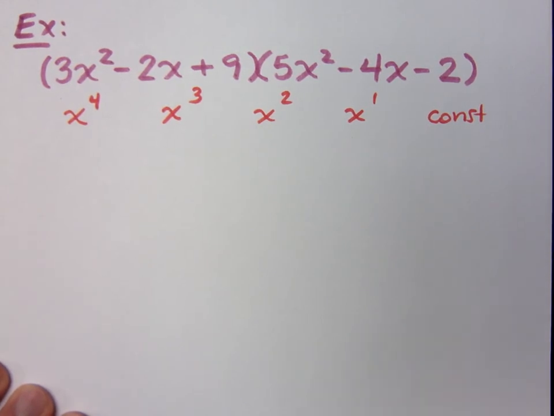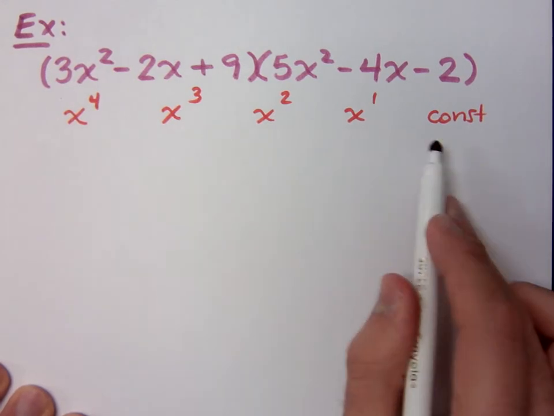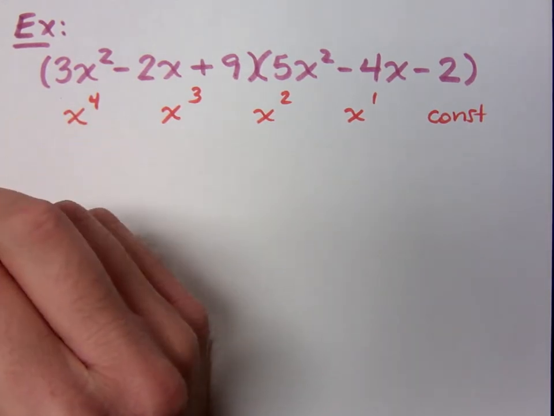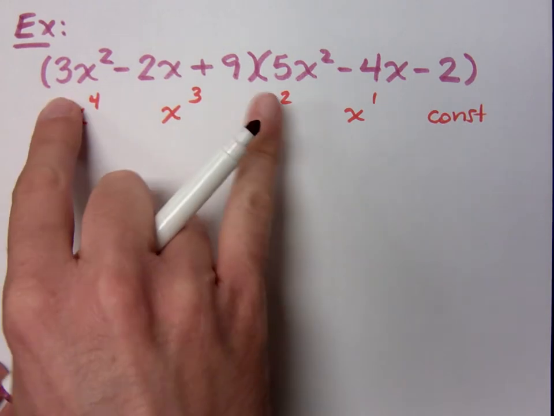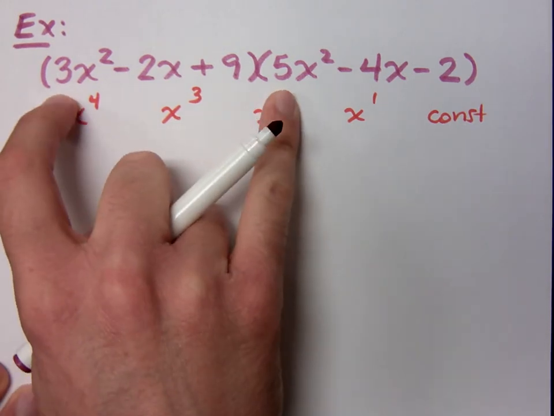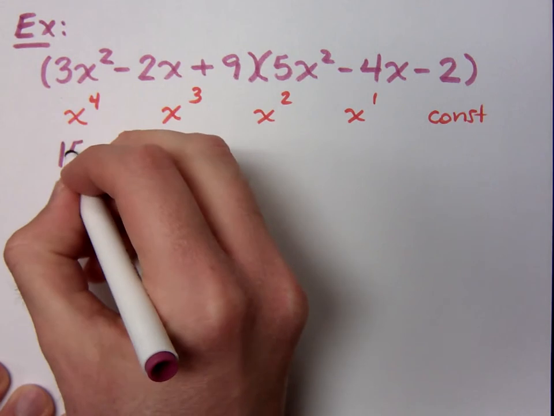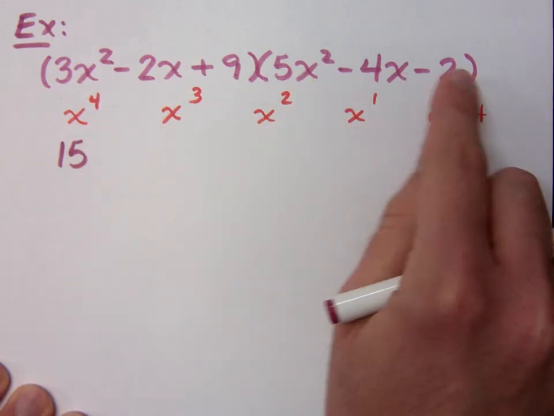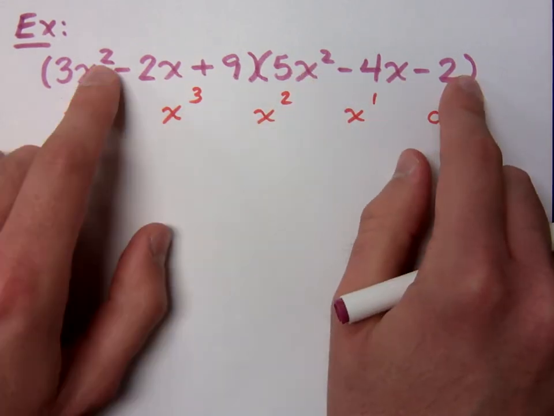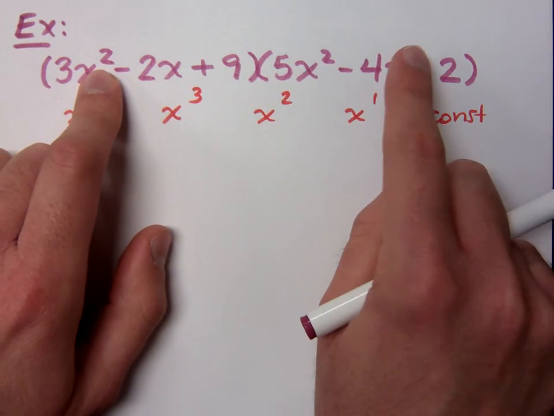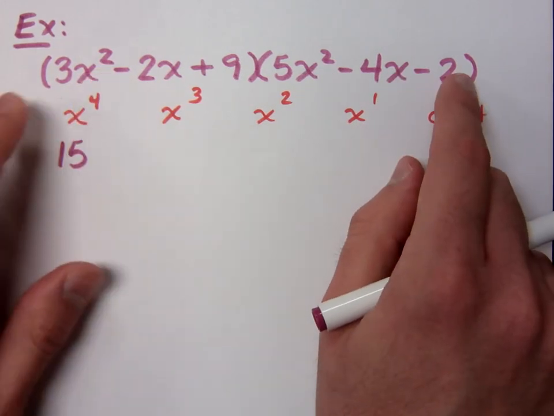Now check this. When I do my problems, I don't write all the stuff that you guys do. I know what my terms are supposed to be. I'm just going to mess with the coefficients. What's 3 times 5 for that x to the 4th term? 15. You notice how these go down 2, 1, 0? So when I multiply times x squared, it's going to go 4, 3, and then 2, right? So just do your coefficients.